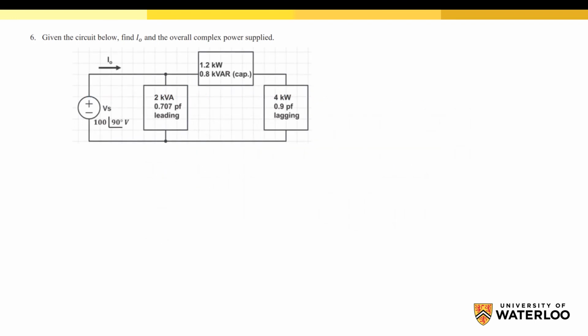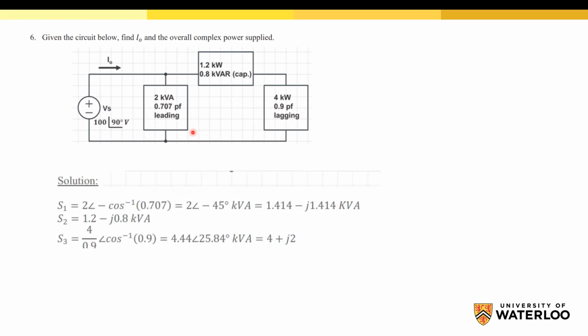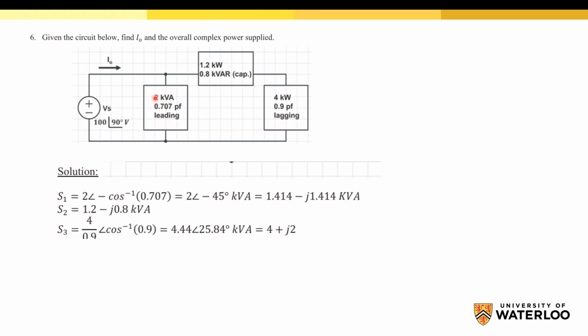In order to solve this question, we should first calculate the complex power of each load. So for each load, we should calculate the S value. So let's start with the first load. We have the magnitude of this S, but it's still missing the angle, and the angle is coming from the power factor. So we have the magnitude and the angle from the power factor leading, which means that this S angle is negative, which means that this load is a capacitive load.